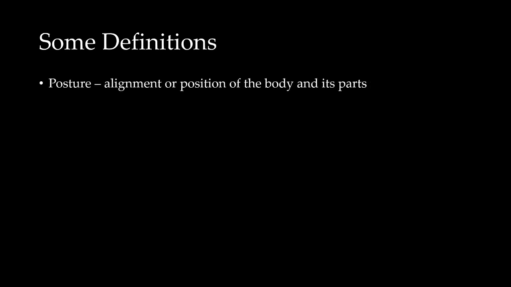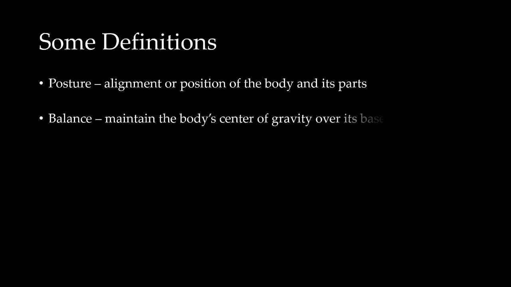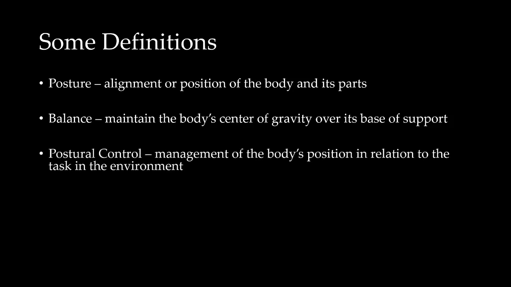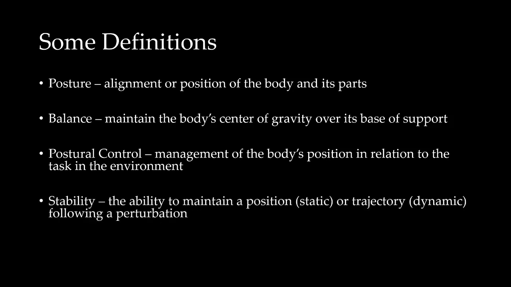First, it's important to get some definitions out of the way so that you know what I mean when I use certain words. Posture is the alignment or position of the body and its parts. Balance is the ability to maintain the body's center of gravity over its base of support. Postural control is management of the body's position in relation to the task in the environment. Stability is the ability to maintain a position, known as static stability, or trajectory, known as dynamic stability, following a perturbation. And finally, a perturbation is a disturbance. For the purposes of this video, that disturbance will be an external force.